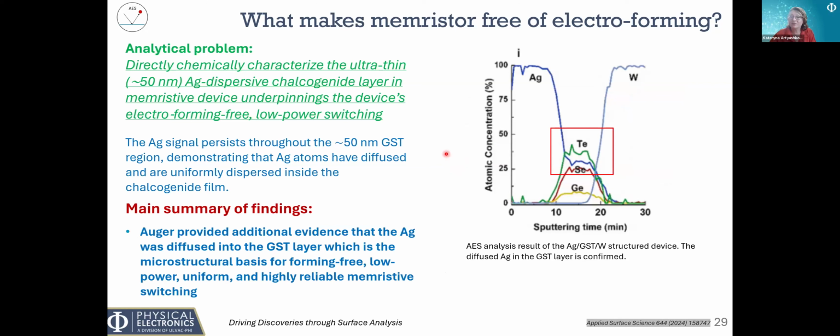In addition to that, scientists have done Auger, and they actually used depth profiling. So you can see here the depth profile. We have atomic concentration as a function of the sputtering time. So we start at the top, going through the top silver electrode, and follow the silver through the GST layer. And you can see that silver is homogeneously, uniformly dispersed through the chalcogenide film. So that shows us that Auger provides additional evidence that silver was diffused in the GST layer and they're forming the basis for this forming-free, uniform, reliable switching in the memristor.